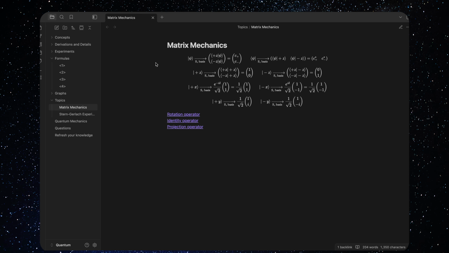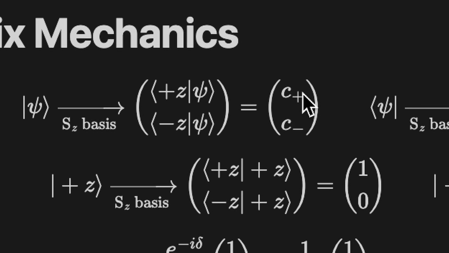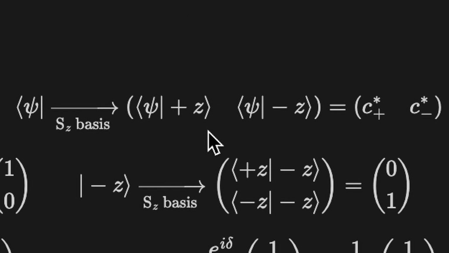Suppose we have a state psi in the SZ basis, which is the basis of spin along the z-axis. We can represent it as a 2x1 column vector, where C plus is the coefficient for the plus Z ket vector and C minus is the coefficient for the minus Z ket vector. The corresponding bra vector is going to be the conjugate transpose of it.